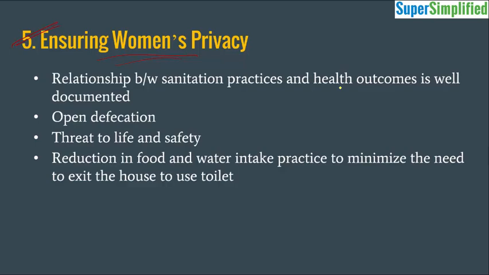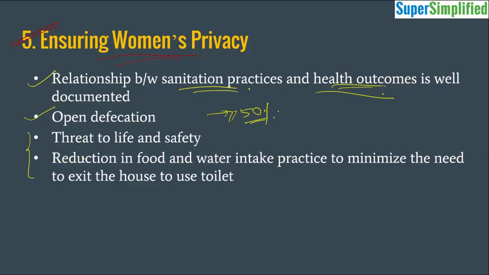In this edition, they are talking about women's privacy. So they are talking basically about open defecation. There is a strong relationship between sanitation practices and health outcomes. There were a lot of reports which said that in areas where open defecation is high, stunting and wasting of children takes place. There will be a lot of communicable diseases in that area. So these are all well documented, but still open defecation is not coming down. According to Census 2011, more than 50% of the Indian population defecates in the open.